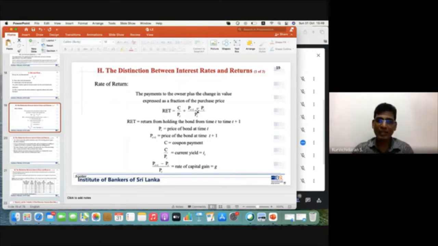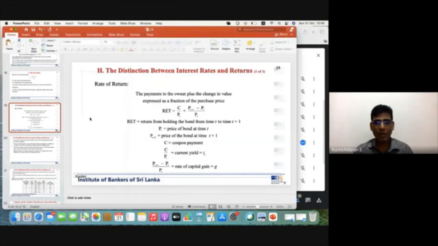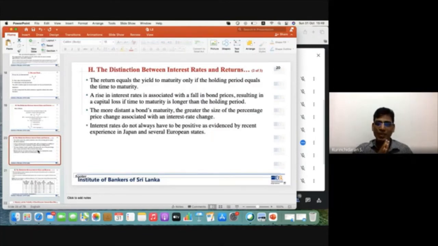So if you take any bond, like a 100 rupee bond, if you buy it at a primary auction, it's 100 rupees, and at the end of the tenor you are going to get the same face value again. So you don't have that issue. If you keep that bond until the maturity, then your return equals the yield to maturity.